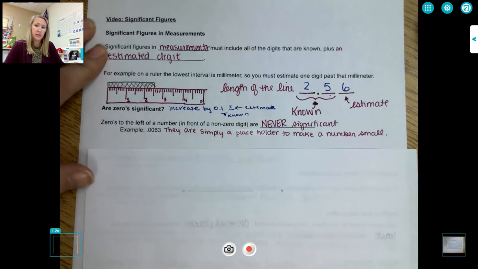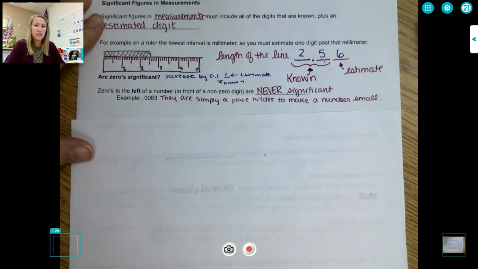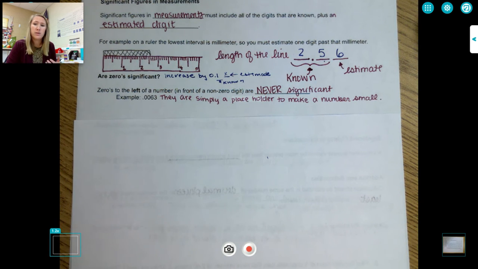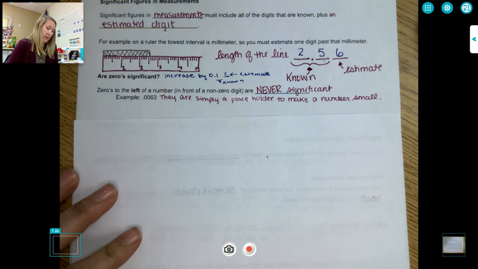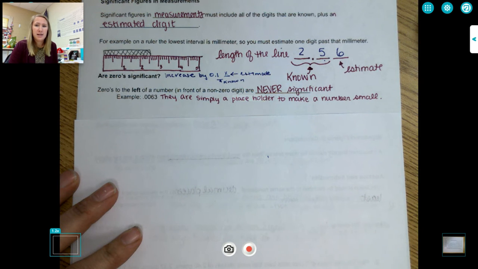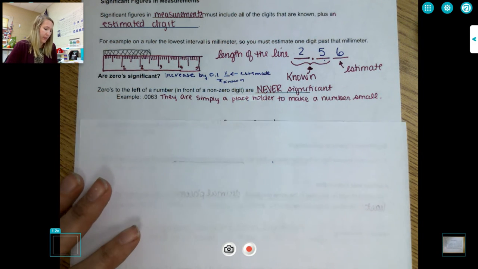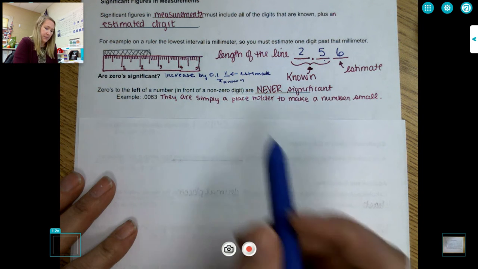So we need to be able to look at a number and identify which ones in that number are significant, meaning they show precision, and which ones are not, they're just placeholders. And any number that is a non-zero number is significant. It's our zeros that really trip us up. So we need to talk about zeros.